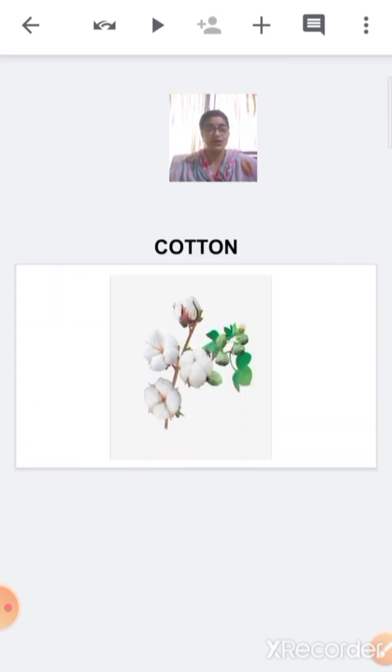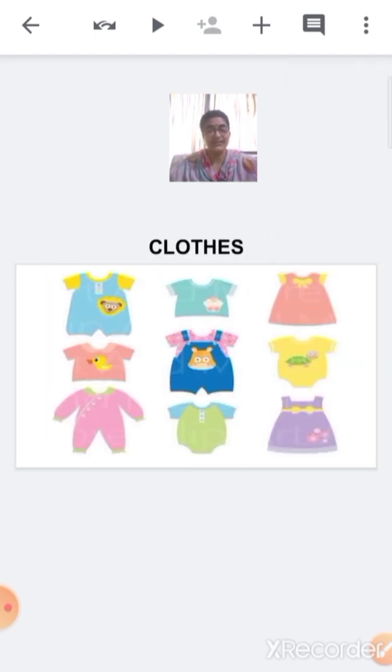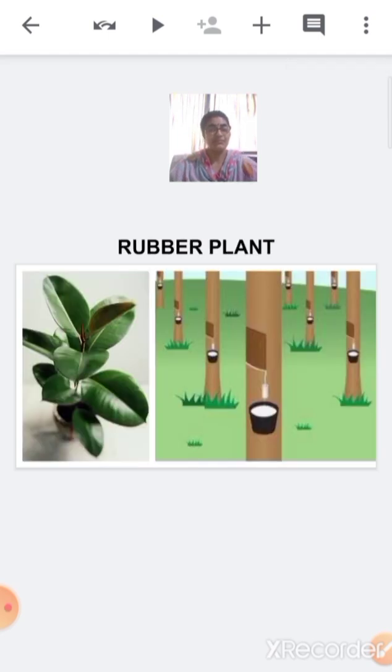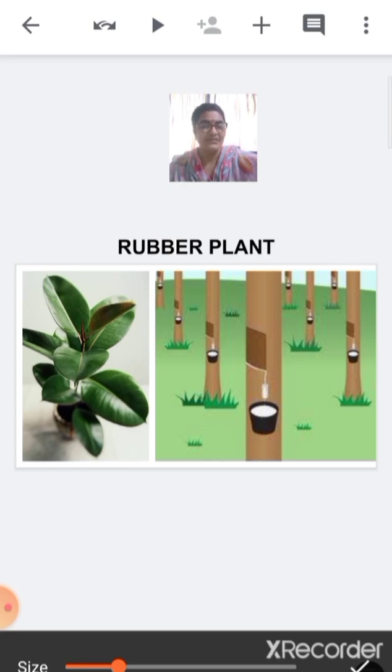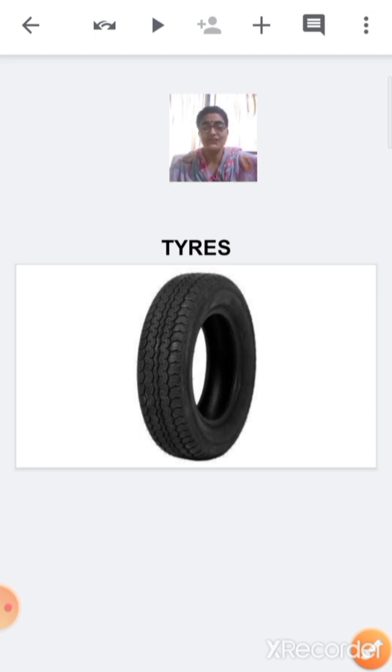Children, this is cotton. Now what is cotton? We get cotton from plants. We get cotton and jute from plants. And cotton and jute are used to make clothes that we wear every day. Children, some plants even give rubber also. These are rubber plants. You all can see here, this is the rubber collected from the plants. Now what is rubber used for? Rubber is used to make tires of the vehicles.